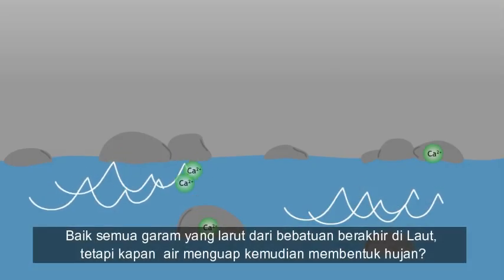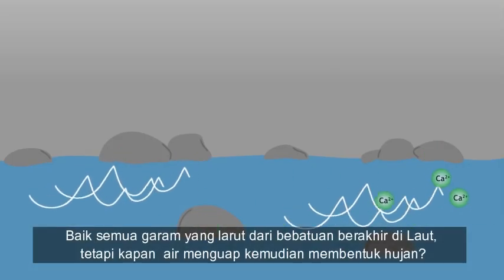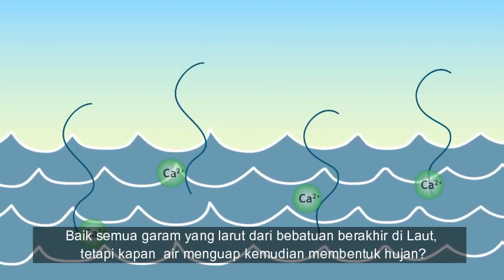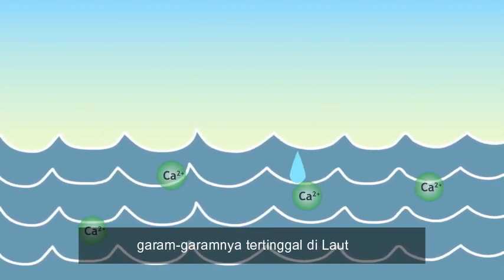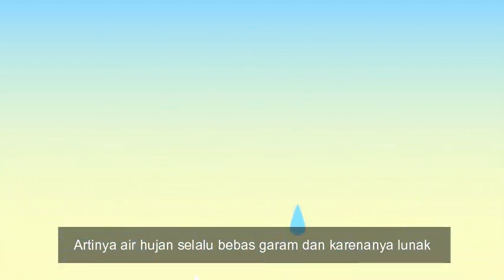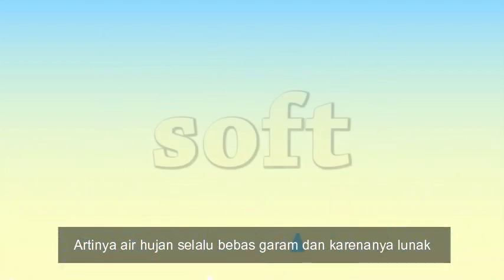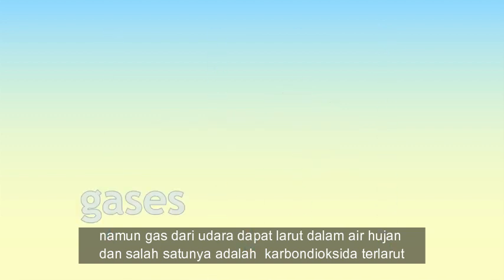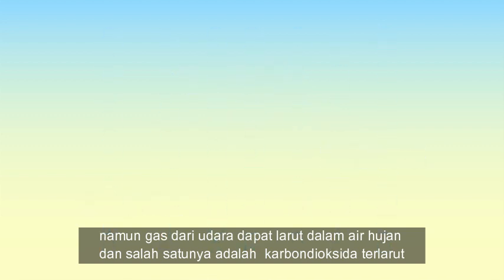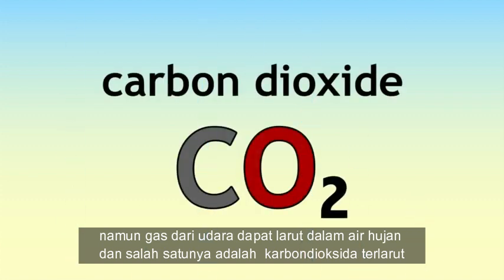Well, all the salts which dissolve out of the rocks end up in the seas, but when water evaporates, later forming the rain, the salts are left behind in the seas, meaning that the rainwater is always free of salts and therefore soft. However, gases from the air can dissolve in rainwater, and one of these is dissolved carbon dioxide.